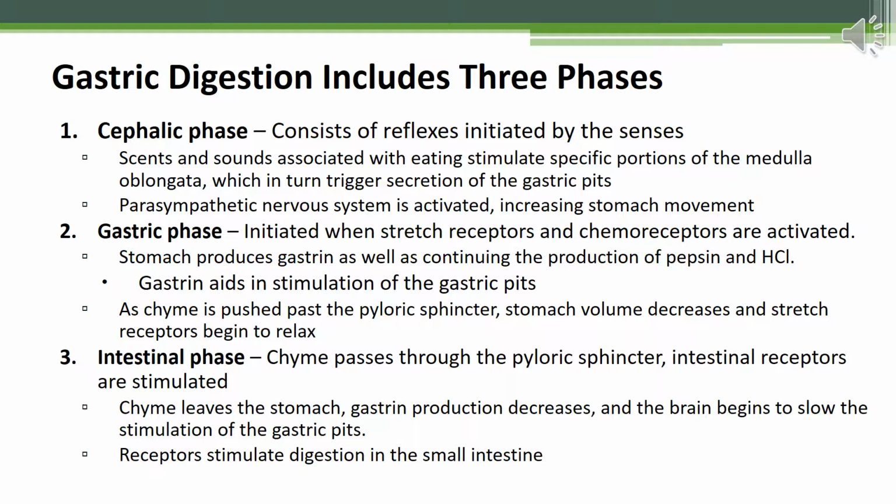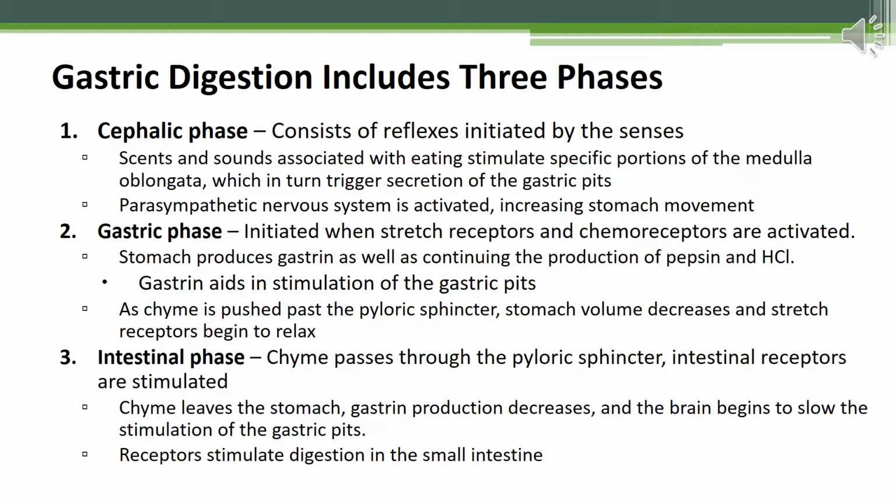In this phase, the stomach produces a chemical called gastrin, as well as continuing the production of pepsin to digest protein and HCl. And this gastrin is actually a hormone which aids in the stimulation of the gastric pits. Now, as the chyme, or stomach acid food mixture, is pushed past the pyloric sphincter, this causes the stomach volume to decrease and the stretch receptors of the stomach to relax.